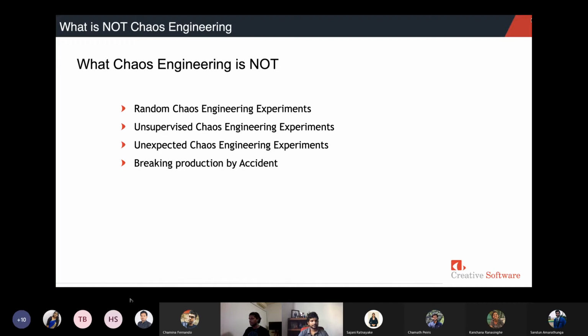And unexpected chaos engineering experiments. People should be expecting these failures to act upon, because if you are under a very tight SLA, any failure is going to cost you money. It should not break production by accident, and everybody should be alerted before that, and they need to be ready to prevent very large downtimes.